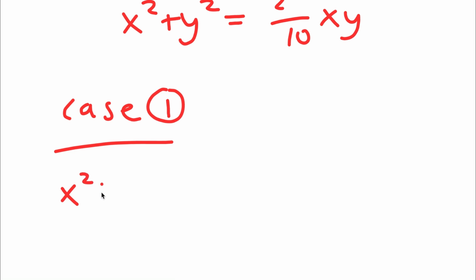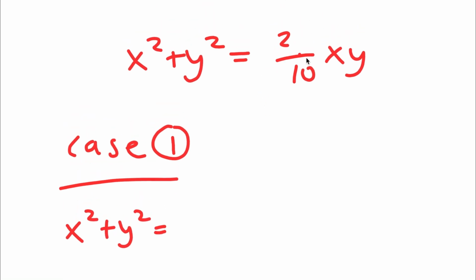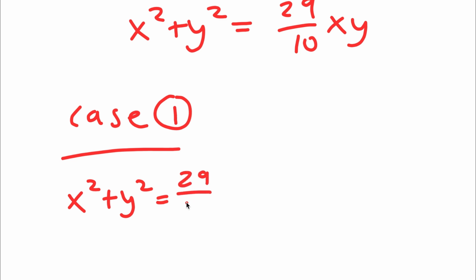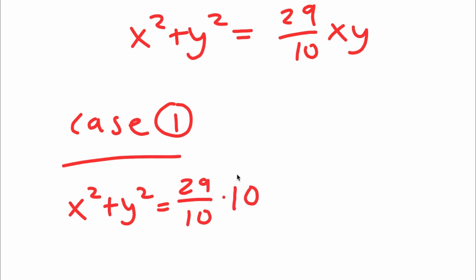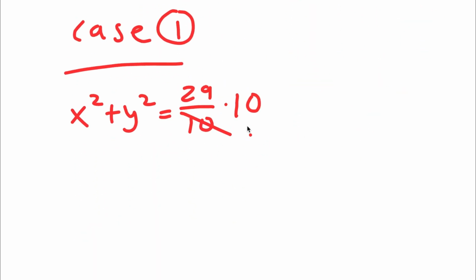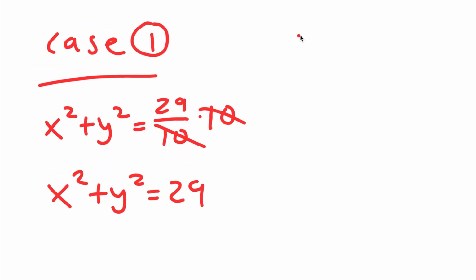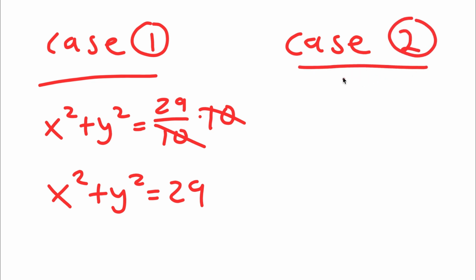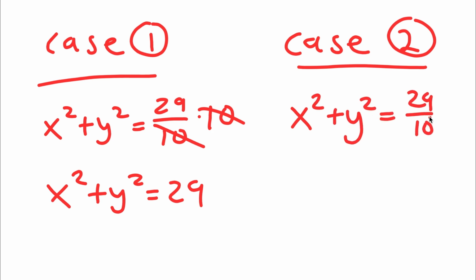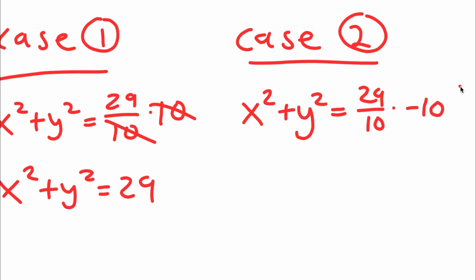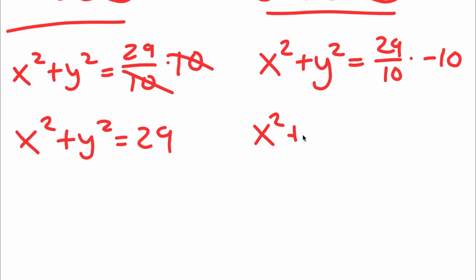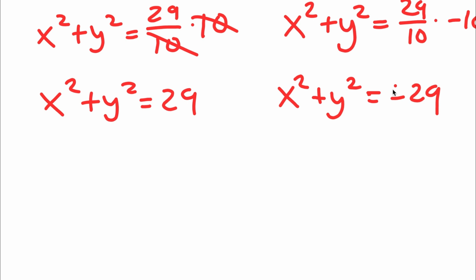For case 1, I have x squared plus y squared is equal to 29 over 10 times 10. Our first case is x times y equals 10. So these two cancel out, and I get x squared plus y squared is equal to 29. Now for case 2, I have x squared plus y squared is equal to 29 over 10 times negative 10. So in this case, x squared plus y squared is equal to negative 29.